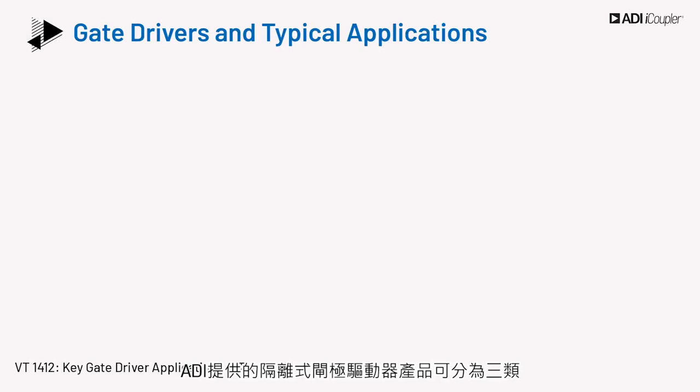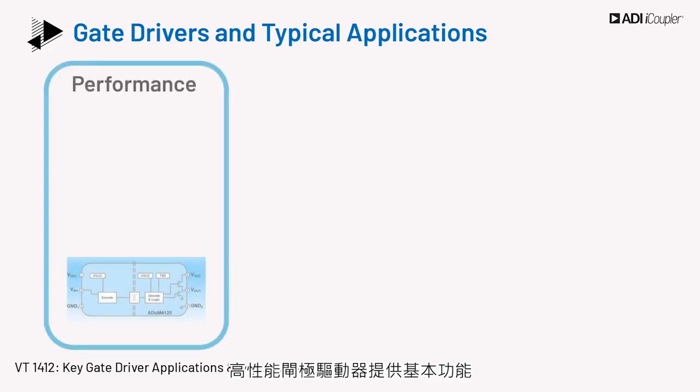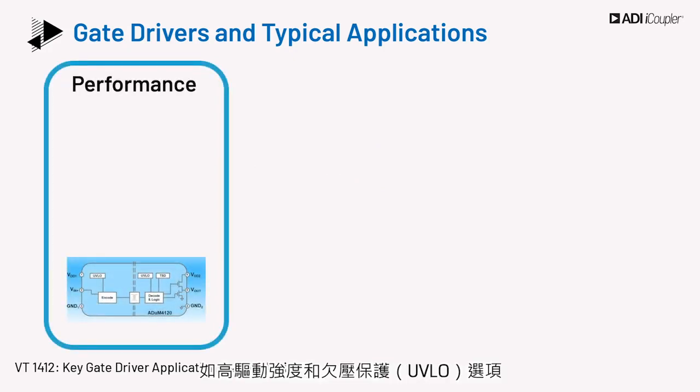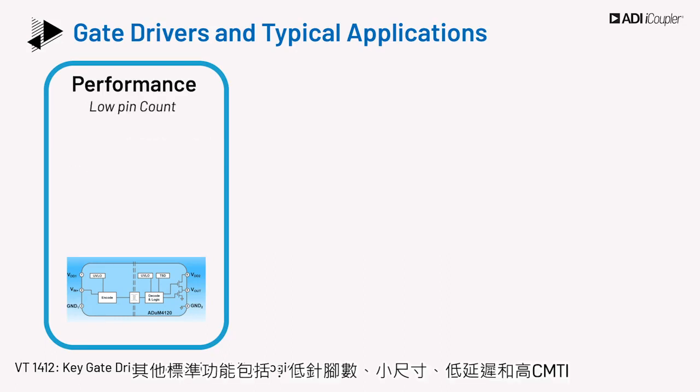The isolated gate driver offerings from ADI can be classified into three categories: performance, protecting, and programmable. Performance gate drivers provide basic functions such as high drive strength and under-voltage lockout option, UVLO. Other standard features are low pin count, small footprint, low delay, and high CMTI.